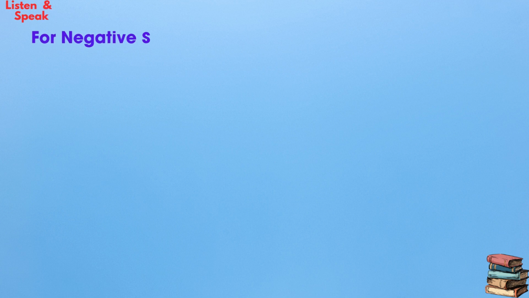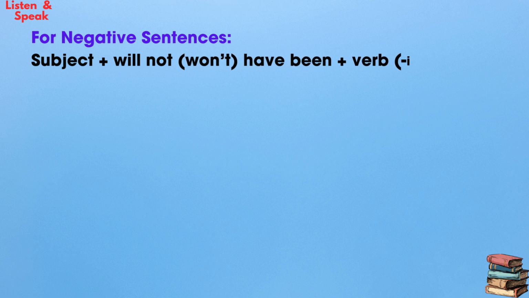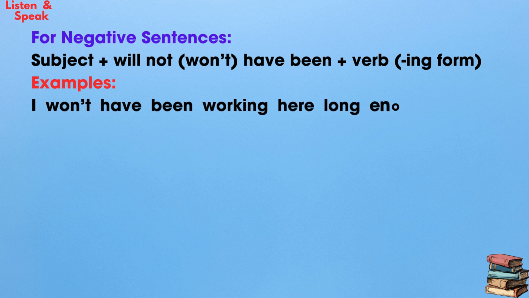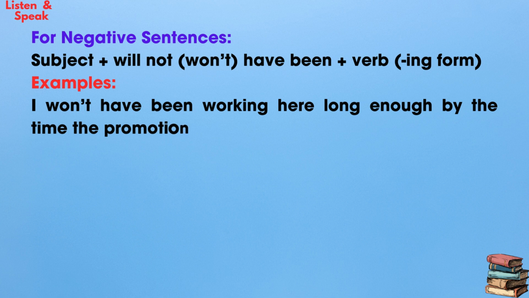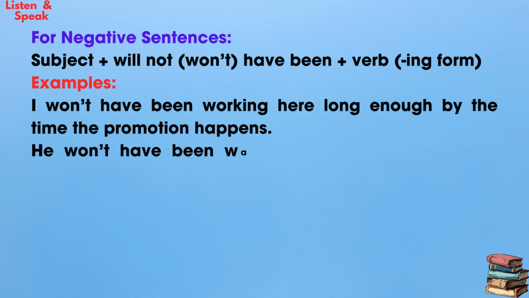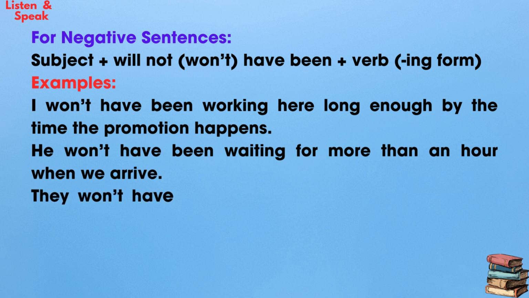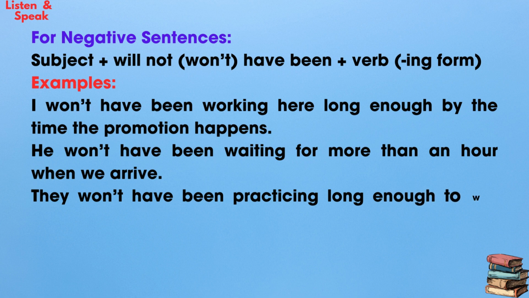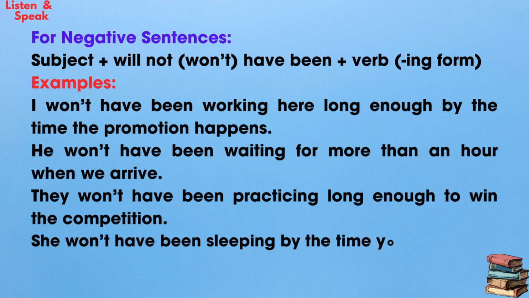For negative sentences: subject will not, won't, have been verb, ing form. Examples: I won't have been working here long enough by the time the promotion happens. He won't have been waiting for more than an hour when we arrive. They won't have been practicing long enough to win the competition. She won't have been sleeping by the time you get home.